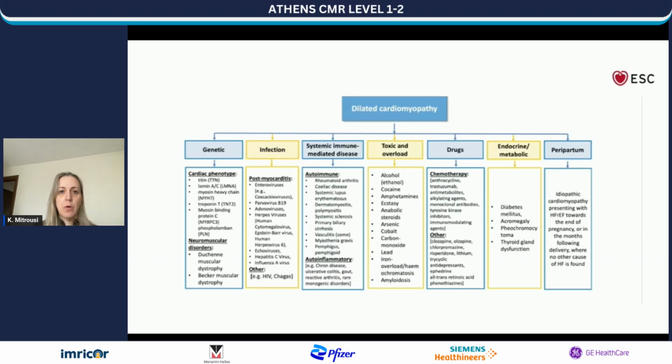So there are plenty of causes of dilated cardiomyopathy, with genetic ones being 50% of the cases. Infection, like post-myocarditis, but again, as previously said in the previous talk, there might be a genetic effect here as well. Autoimmune and autoinflammatory disease can lead to dilated cardiomyopathy. Toxins such as alcohol, cocaine, amphetamines, iron overload, etc. Drugs used in chemotherapy, immunotherapy, antipsychotic drugs, endocrine disorders, metabolic disturbances, and peripartum.